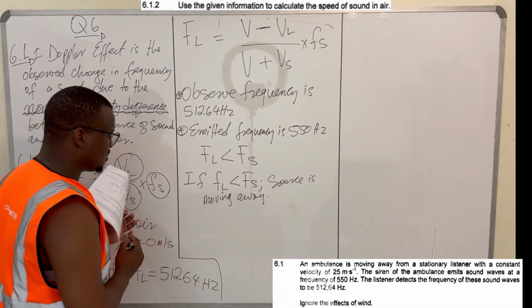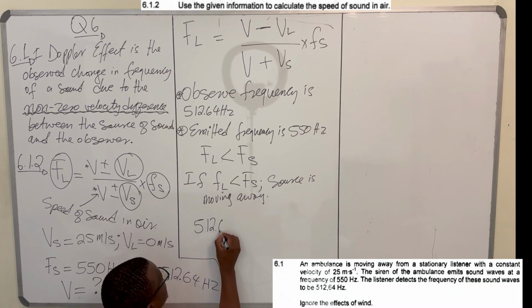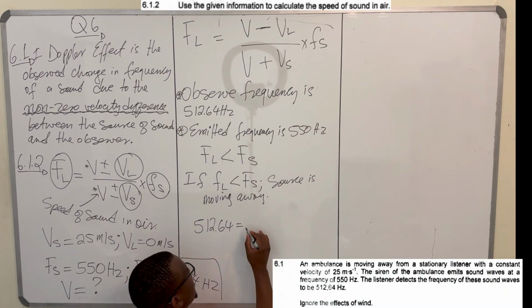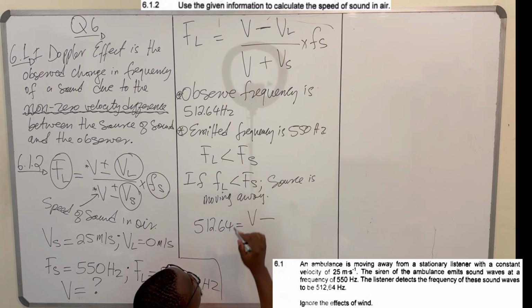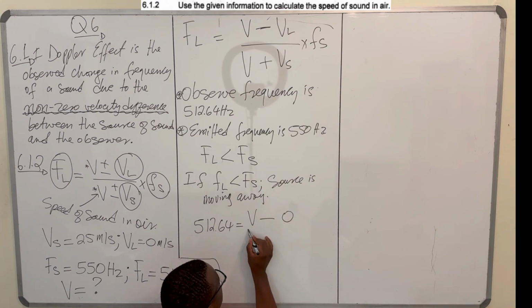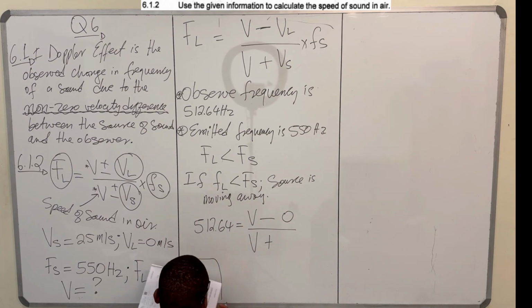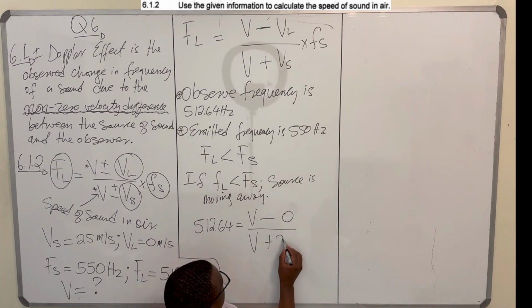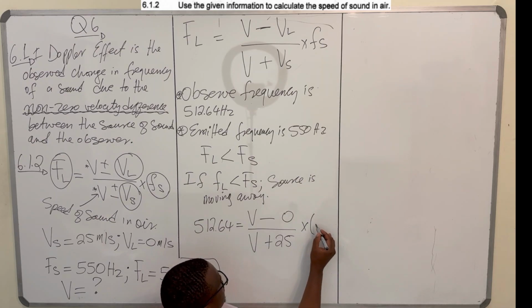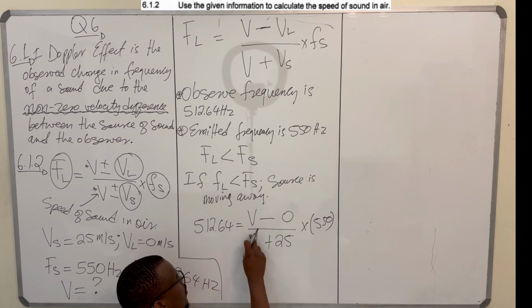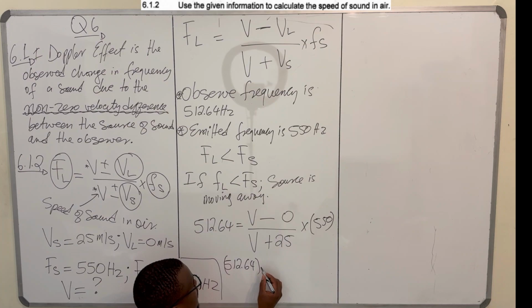So the frequency of the listener is 512.64, equal to the speed of sound in air, V, minus the speed of the listener, which is 0, divided by V plus the velocity of the source, 25 meters per second, times the frequency of the source, which is 550. The only thing you do now is solve for the speed of sound in air. So you say 512.64, cross multiply this times V plus 25, right? This is what you have.